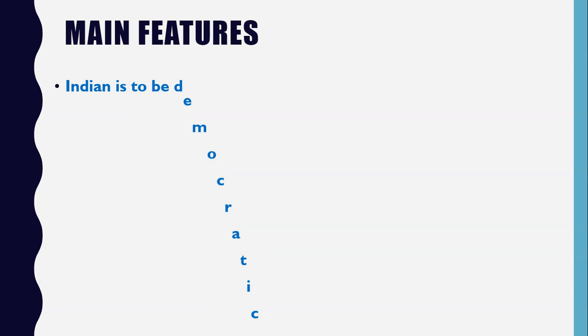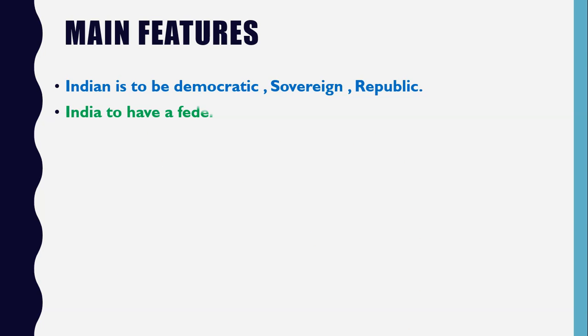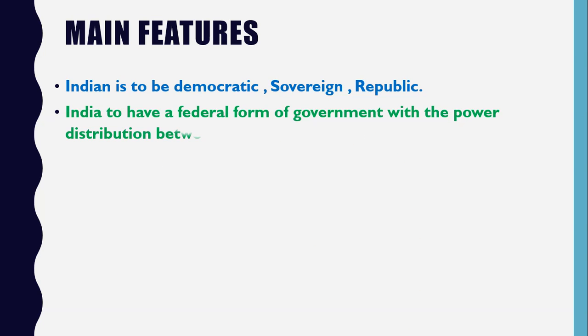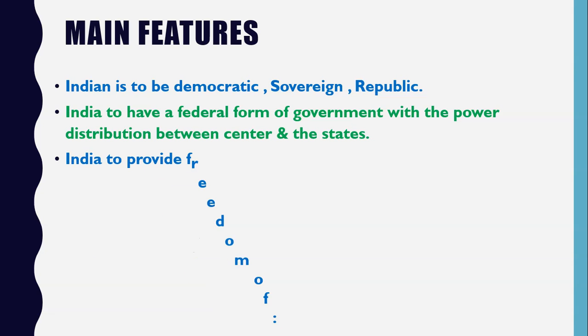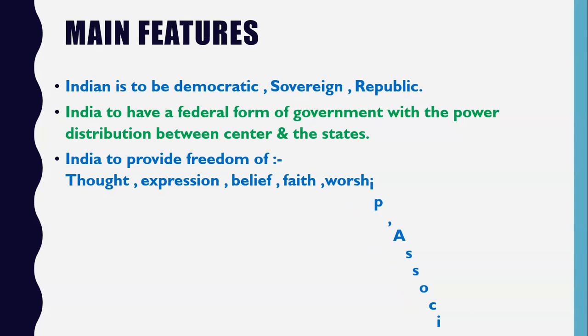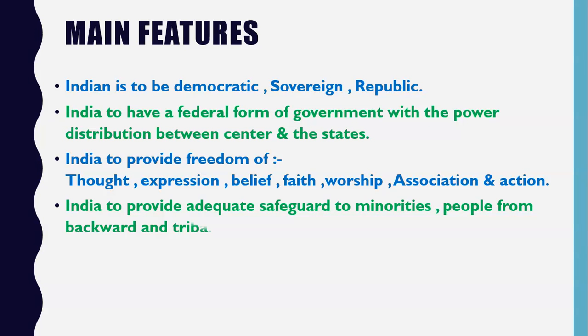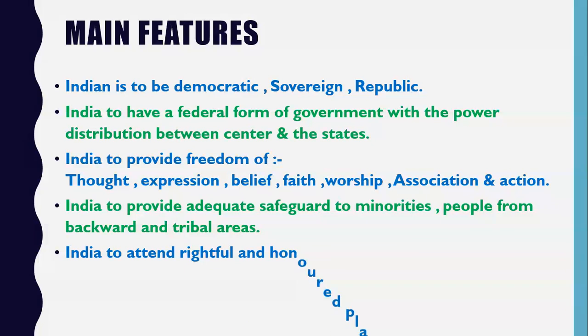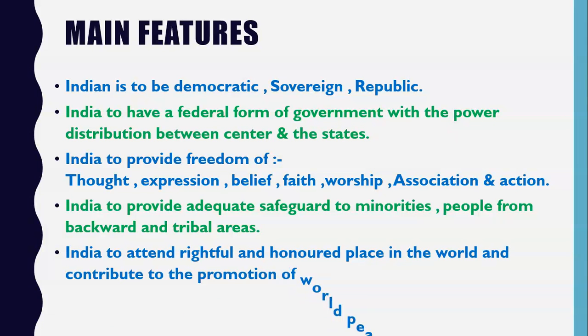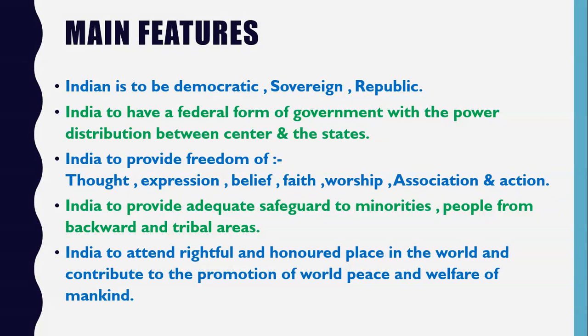Now friends, what were the features of this objective resolution? Or what were the key provisions in this objective resolution? India is to be democratic, sovereign, and a republic. Now, what does it mean? It means that this objective resolution aimed to make India a democratic country, a sovereign country, and a republic. Democratic country means where there is the rule of the people.